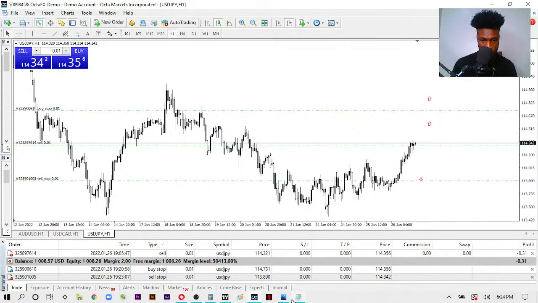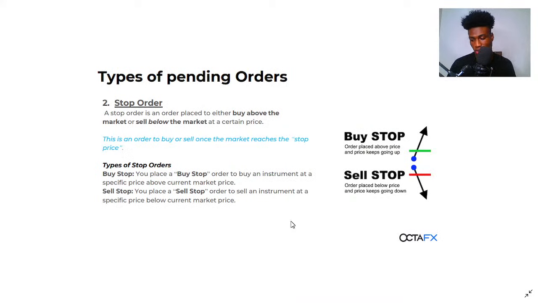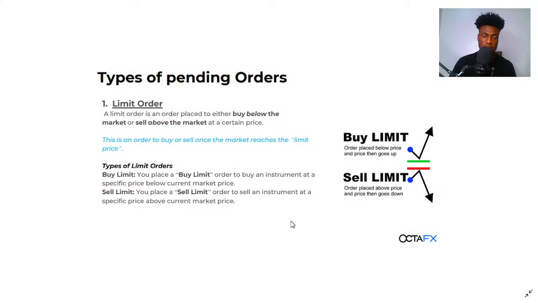Okay, so let's just do a quick recap. Buy limits, you place your buy limit order to buy an instrument at a specific price below the current market price. So let's use this illustration as an example. The blue dot is market price, your buy limit is the green line. So you're placing it below the current market price, expecting the market to trigger your buy limit order and move upwards. The sell limit, you're placing above the current market price, which is the red line, expecting market to get to your entry point and move downwards.